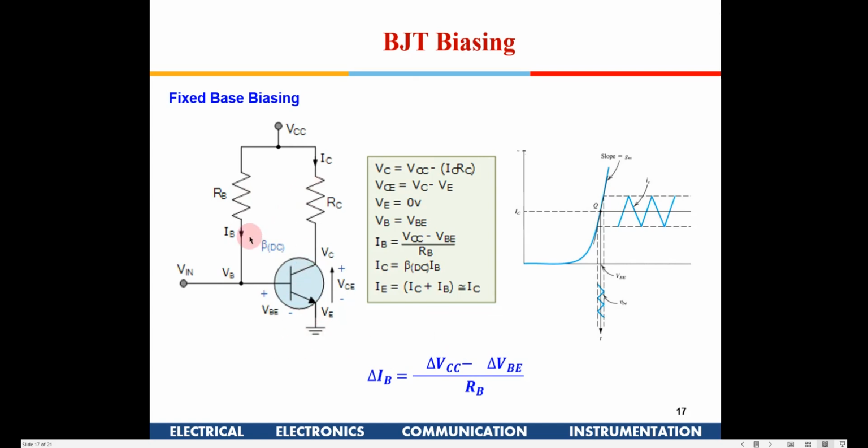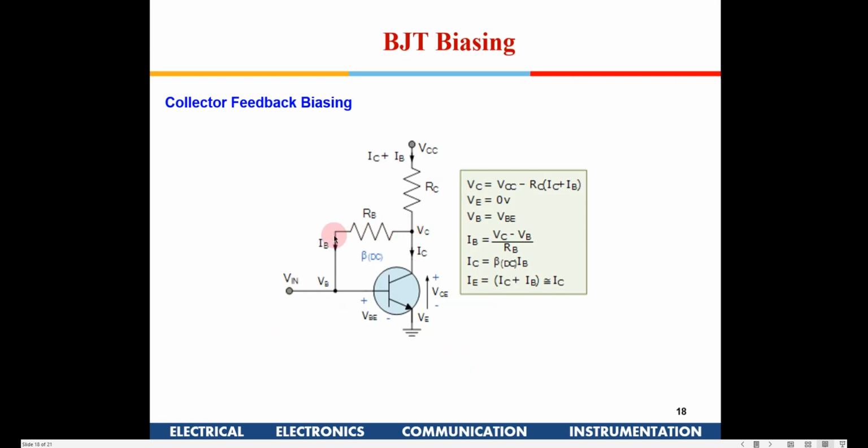But for a particular application, if you are biasing it at very low currents, then this circuit could be okay. If RB is very high and it restricts the current flowing here, then you could probably use this. But this has got a problem of thermal runaway. Now this is known as collector feedback biasing, and this doesn't have that thermal runaway problem.